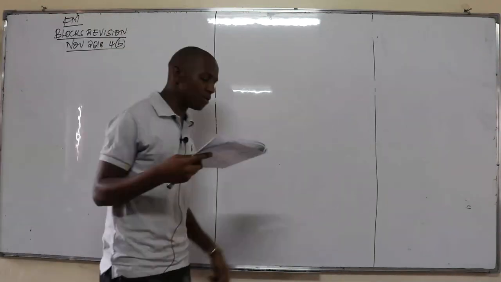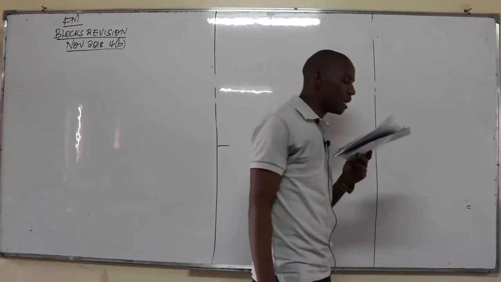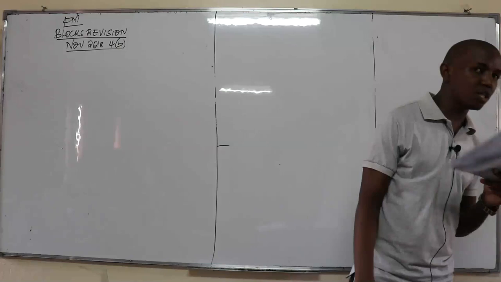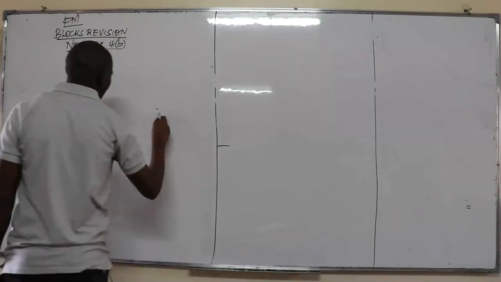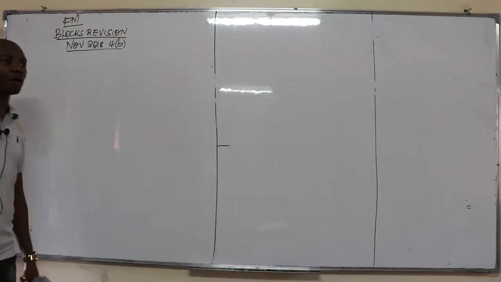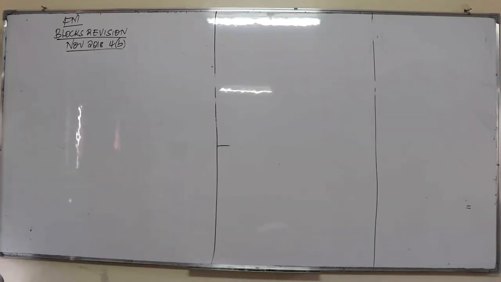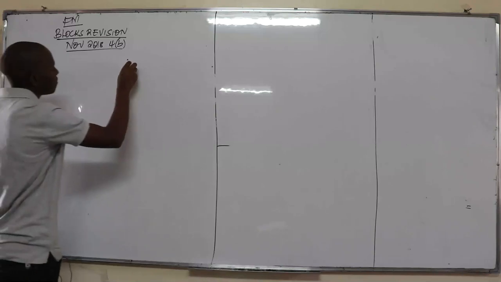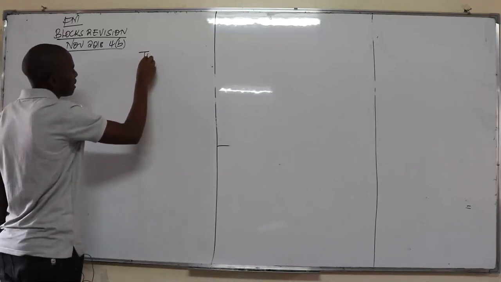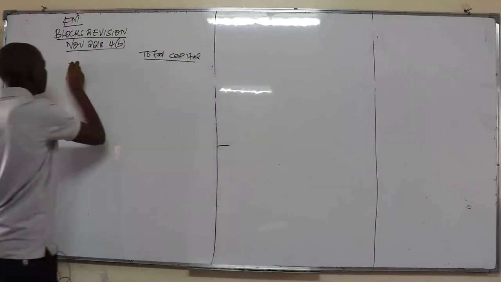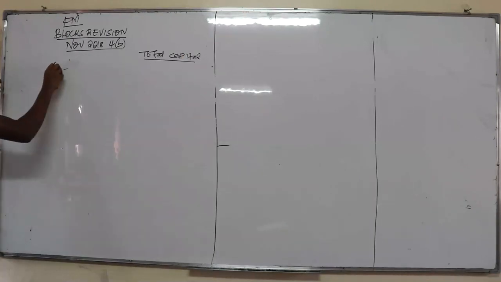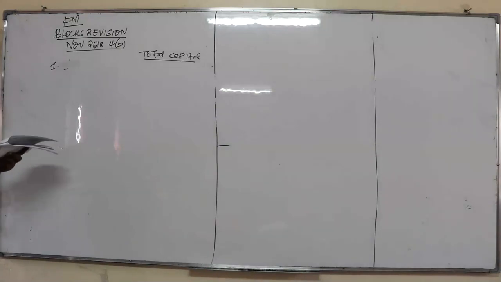And the first one, you are required to find the total capital to be raised net of flotation cost. So the total capital to be raised, you just take the amount to be raised from each source of finance and subtract the total flotation cost. So in that case, I can get the total capital. The capital is being raised through what? From the information, number one is the ordinary shares.